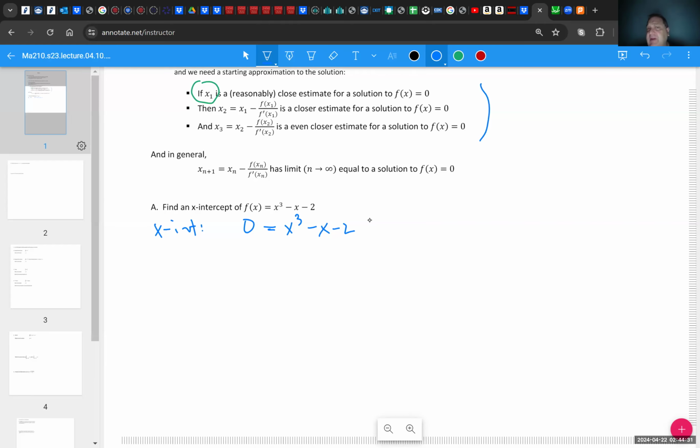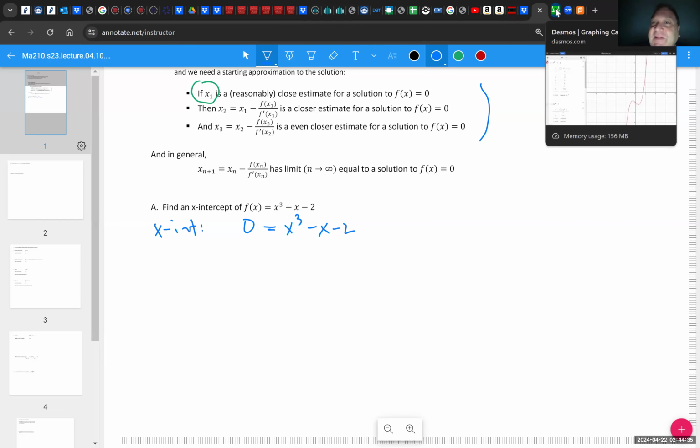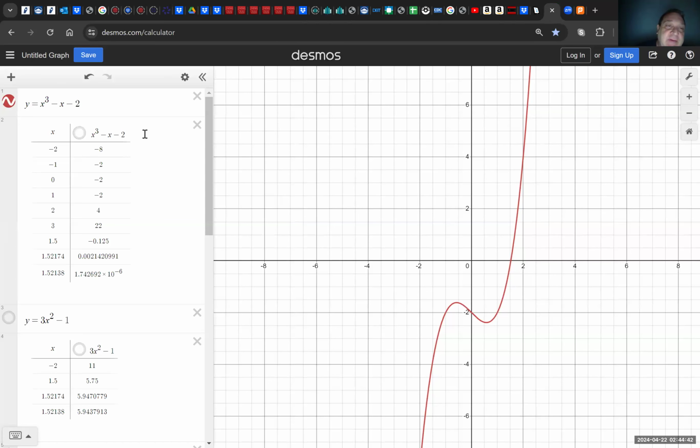I recommend just using a table or a graph to get a reasonably close estimate. Now, this is a little bit of a tedious process, so I'm going to try to make it as obvious as possible, but it's just all numbers, so I apologize if it looks a little confusing. This is the function y equals x cubed minus x minus 2. You can see the graph. There's an x-intercept right here. Desmos says the x-intercept is about, well, there it is, 1.521. That's accurate to 3 decimal places.